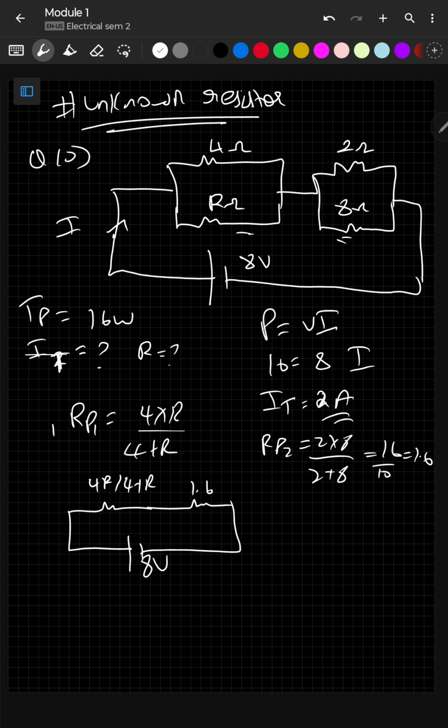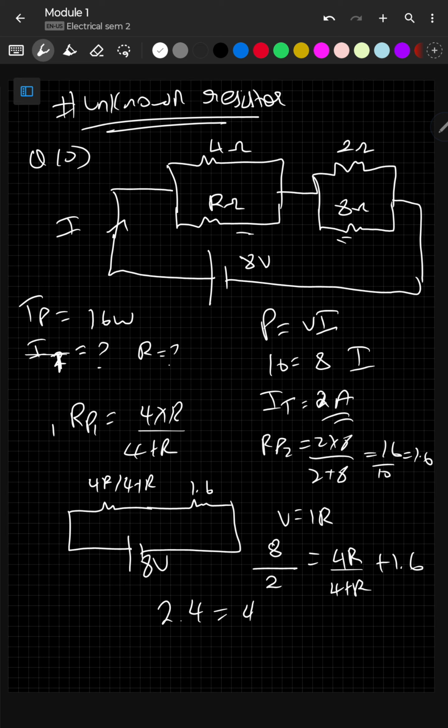It's 8 volts. I have to find the value of that. So V equals IR, if I use 8 by 2, it should be equal to 4R by 4 plus R, plus 1.6. Are you able to understand what I'm doing? Yeah. So, 4 minus 1.6.